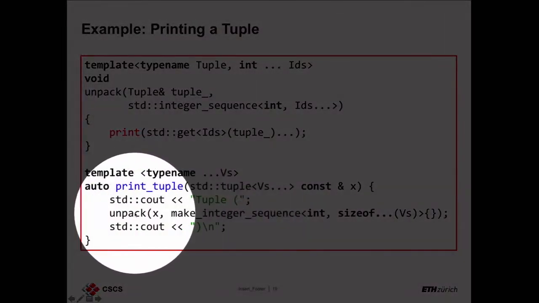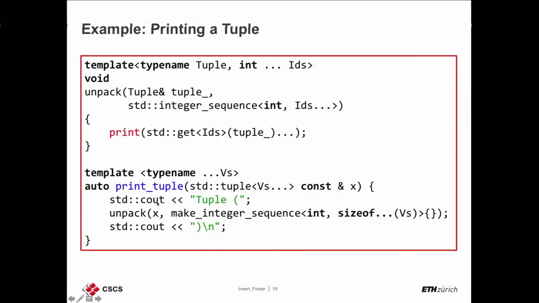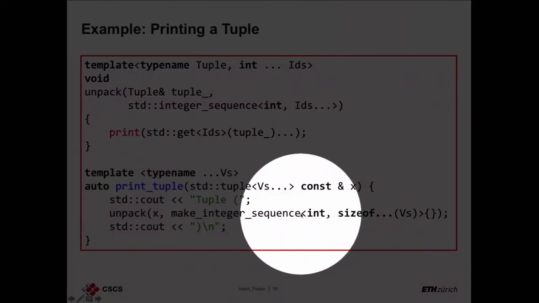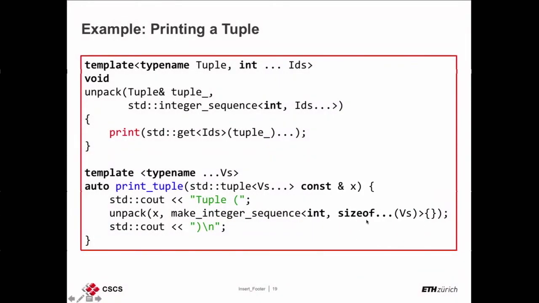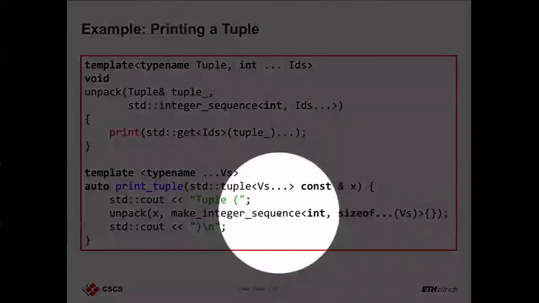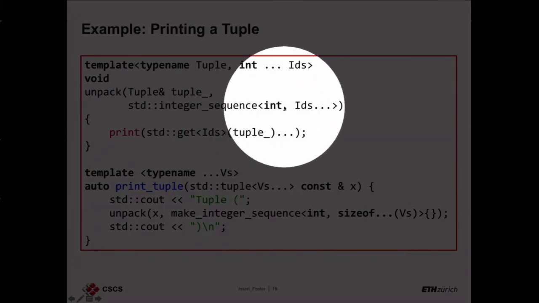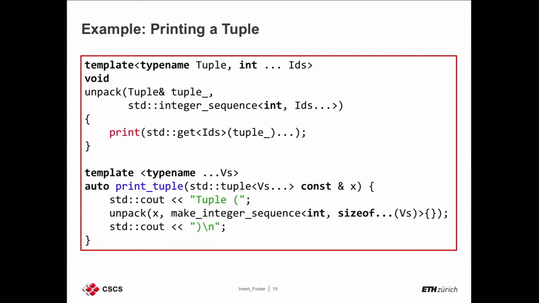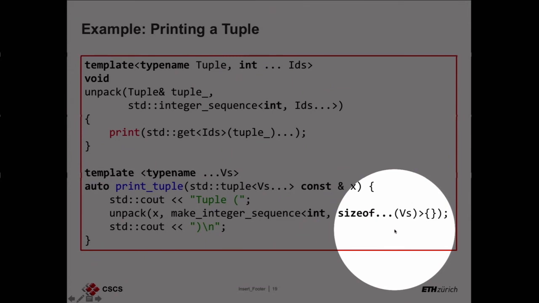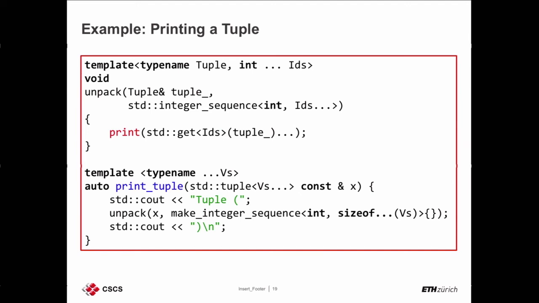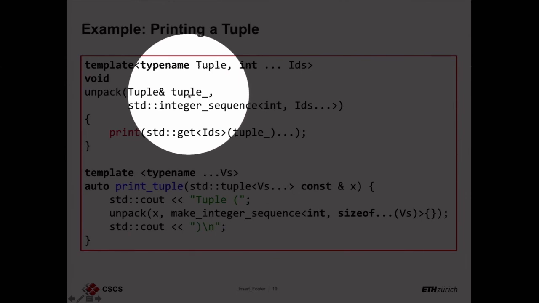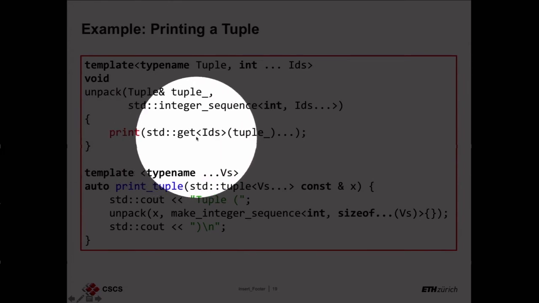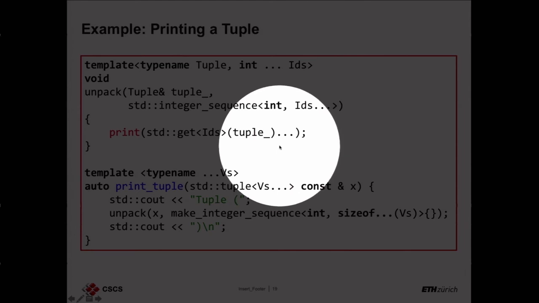Now I can unpack my tuple, basically making the tuple into a variadic pack, unpack x with this make integer sequence of size of Ts. This will create something which is an integer sequence, which is this type here, with the IDs expanded to 1, 2, 3, 4 up to the size of Ts. So now this make integer sequence is actually a constexpr function. It generates this type at compile time, and it passes it to the unpack function where I pass my tuple, and then I call my previous print with the get of IDs of the tuple, and I expand it.